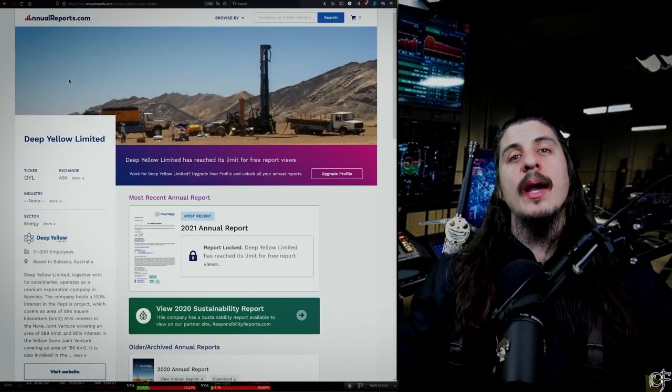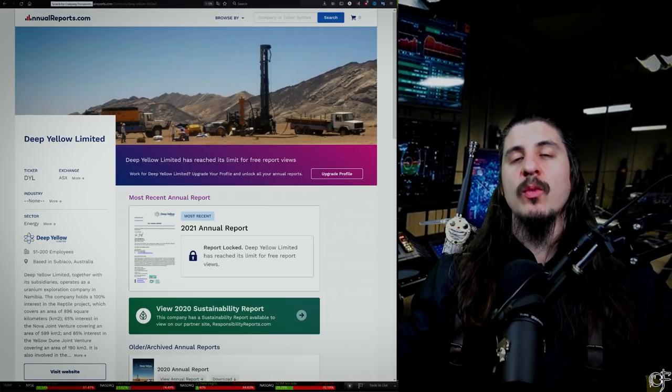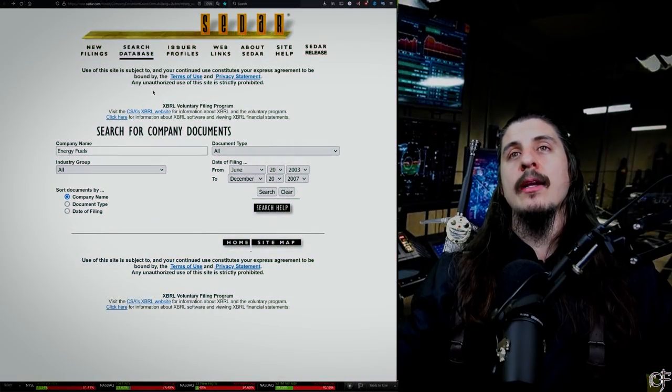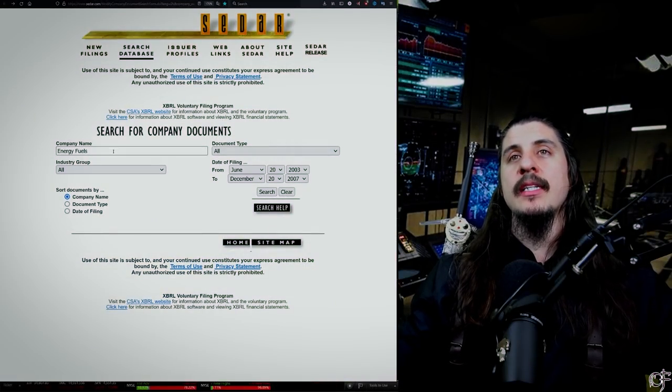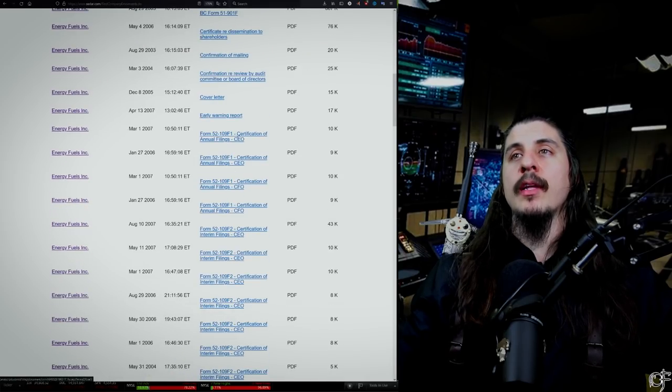Annual reports are going to tell you everything about the company. And this is a great website to find them if you can't find them on the company's website. This is a website for Canadian company filings. This is cedar.com, and this is where I'll search a lot of my uranium Canadian companies. You can put in the dates, and so I put in Energy Fuels here. And you can actually see all of them and download them.